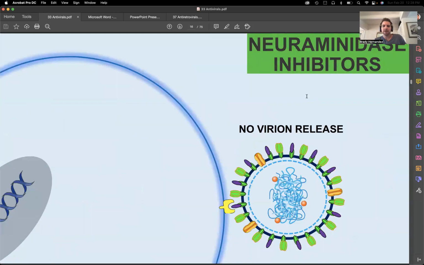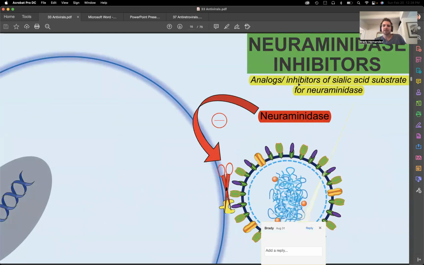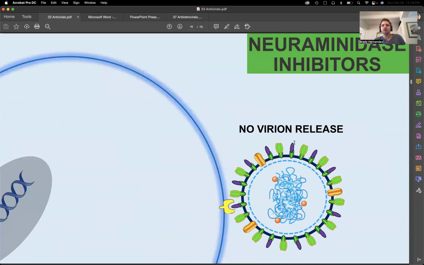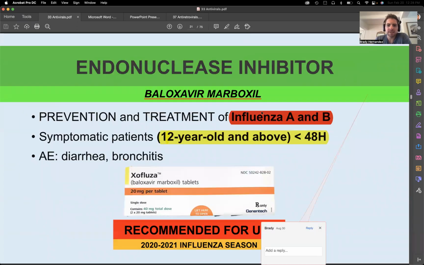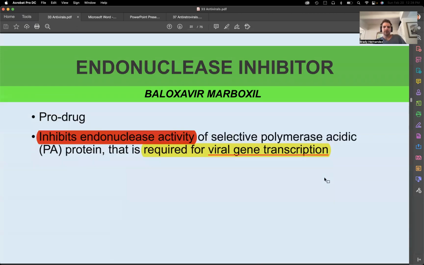And neuraminidase inhibition is basically preventing the virus from being released. Okay, and then you have these endonuclease inhibitors as well that can be given for influenza A and B, right? Not super high yield, but yeah, it is one drug, so it could be testable.